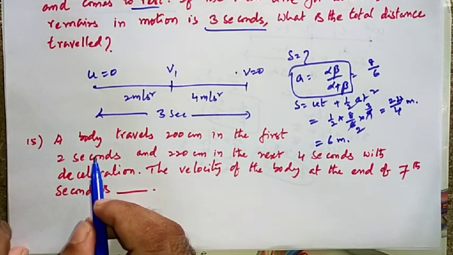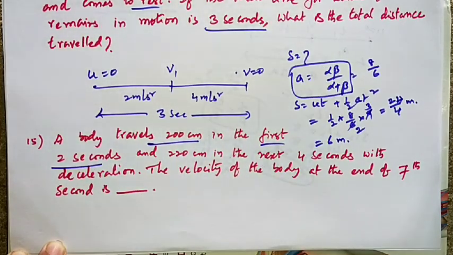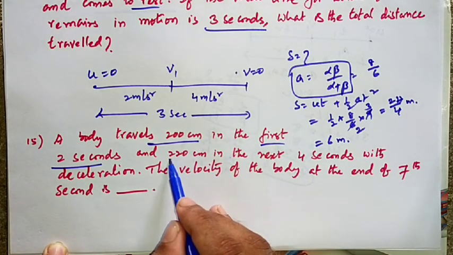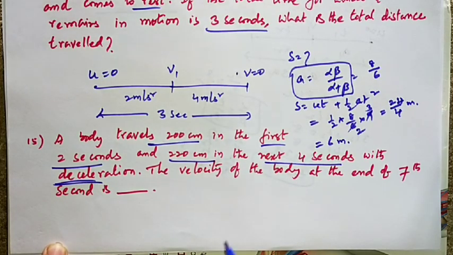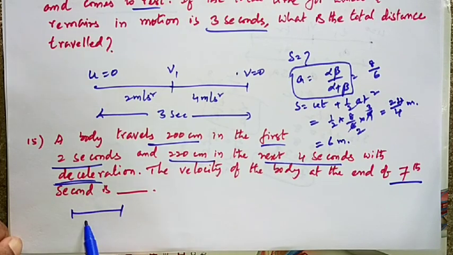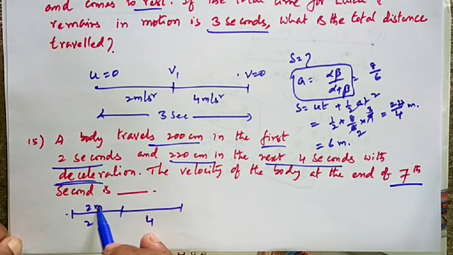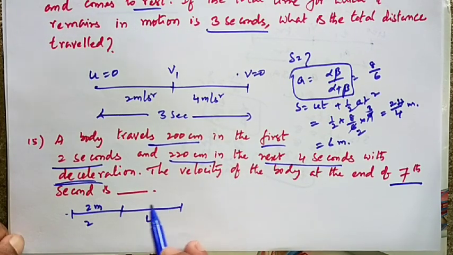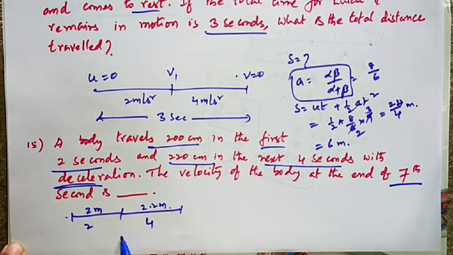See this model. A body travels 200 centimeters in the first 2 seconds, and 220 centimeters in the next 4 seconds with deceleration. The velocity of the body at the end of 7 seconds is what? This is the question. First the body travels for 2 seconds and next for 4 seconds. For 2 seconds, the distance traveled is 2 meters, as 200 centimeters means 2 meters. In the next 4 seconds, 2.2 meters with the deceleration. Let us take that as A.